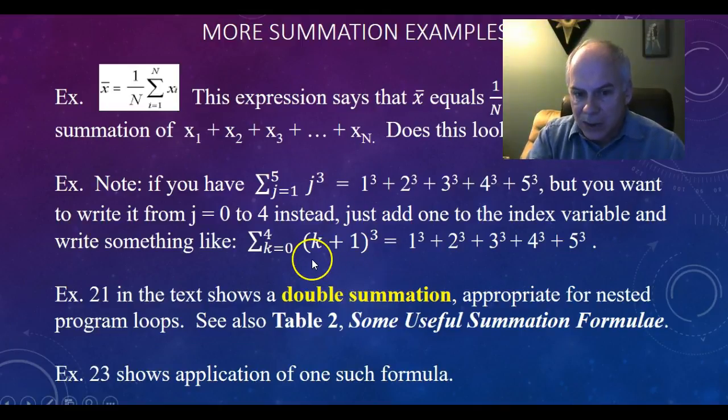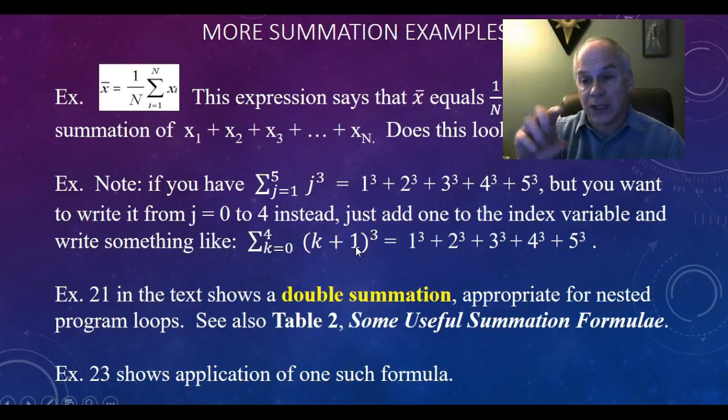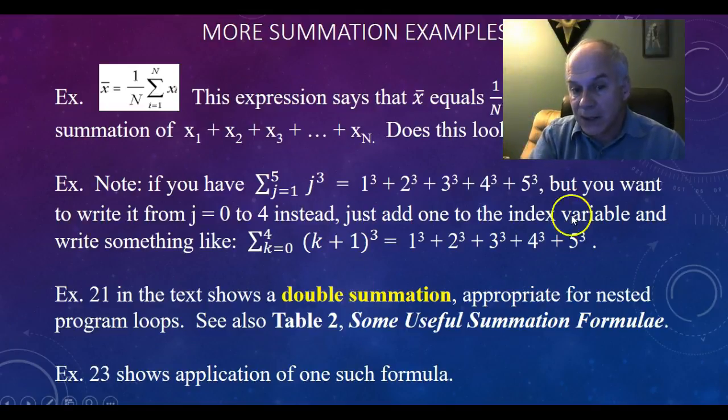Well, you could just add 1 to the value of the index, so that if you plugged in 0, 0 plus 1 would be 1. So really in the expression, it's starting at 1 in the parentheses. So it's the same terms, 1 to the third plus 2 to the third plus 3 to the third plus 4 to the third plus 5 to the third. But your index variable is starting at 0 and ending at 4. Now when it ends at 4, I plug in 4 for k. 4 plus 1 is 5, so it's that last term.